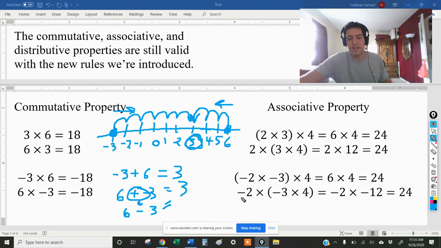And of course, I still have this -2 out front, which is getting multiplied by this. So this is going to be -2 times -12. And now I have same signs here. So remember, when I'm multiplying with same signs, then the answer is positive. So -2 times -12 is equal to +24. So again, you can see I do get the same answer. So the associative property still holds even when we throw these negative numbers in there, and we have to remember all these rules for how we deal with the negative numbers.